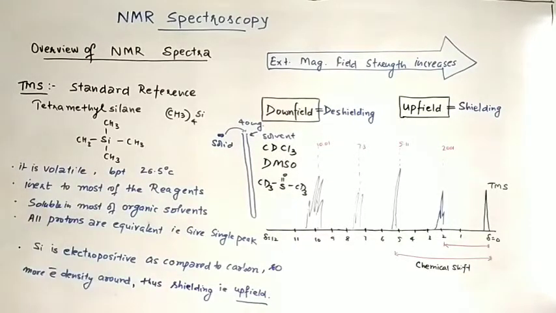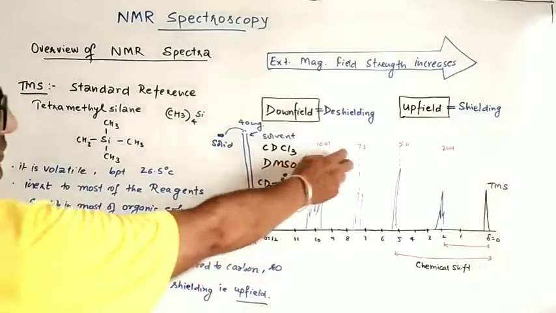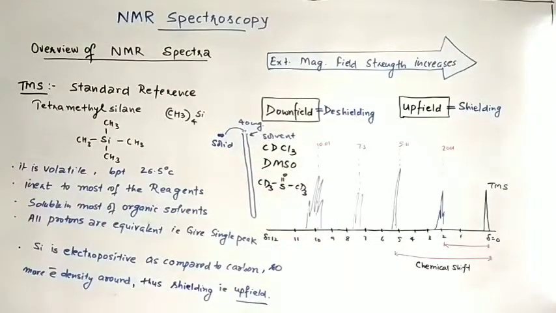In a spectrum, you will get 2 types of peaks. The peaks which are very near to TMS are called upfield. And the peaks which are far away from the TMS, like these values, 10.01, 7.3, are called downfield or de-shielding peaks.